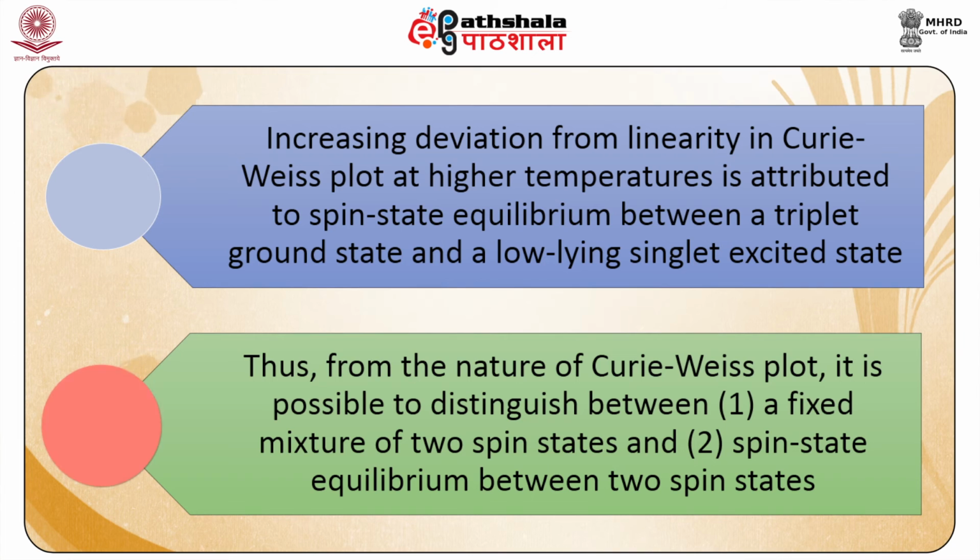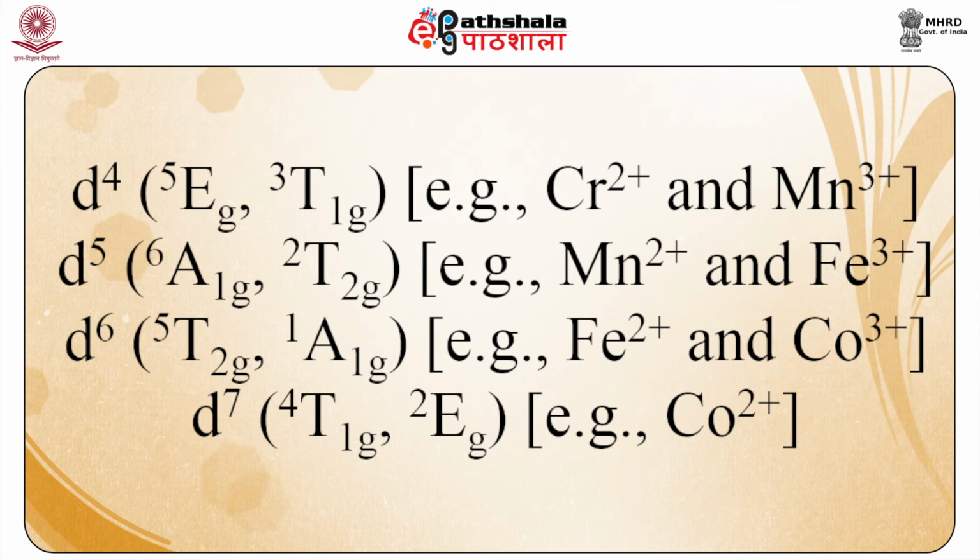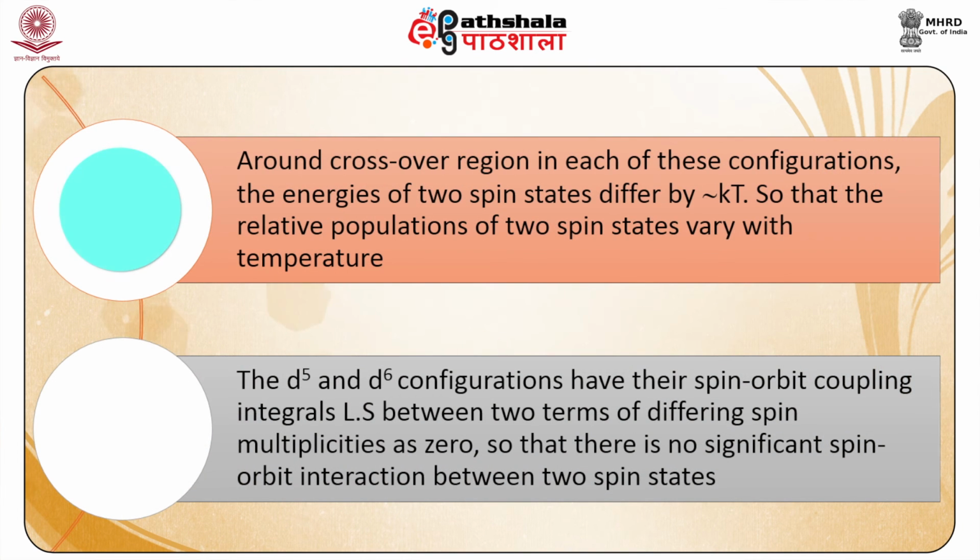Thus, from the nature of the Curie-Weiss plot, it is possible to distinguish between first, a fixed mixture of two spin states, and second, spin state equilibrium between two spin states. In an octahedral crystal field, spin state equilibrium is possible for the configurations showing on the screen. Around the crossover region in each of these configurations, the energy of the two spin states differ by kT, so that the relative populations of the two spin states vary with temperature.